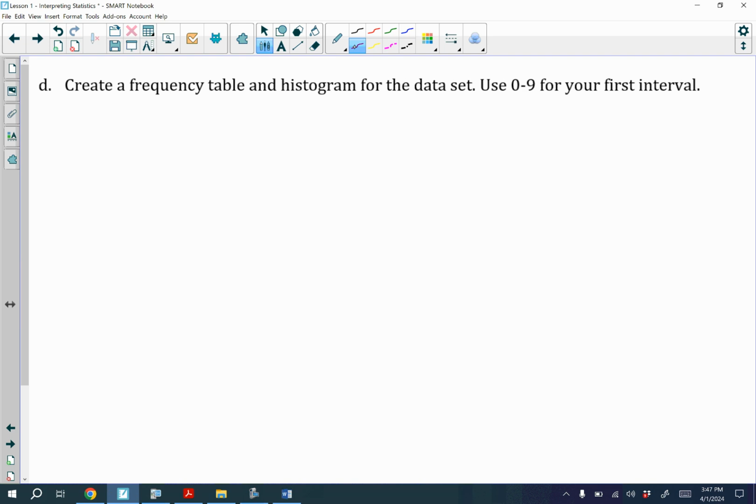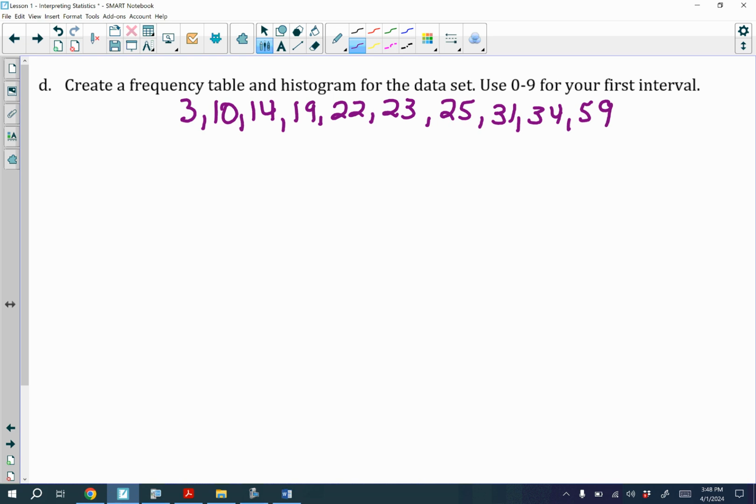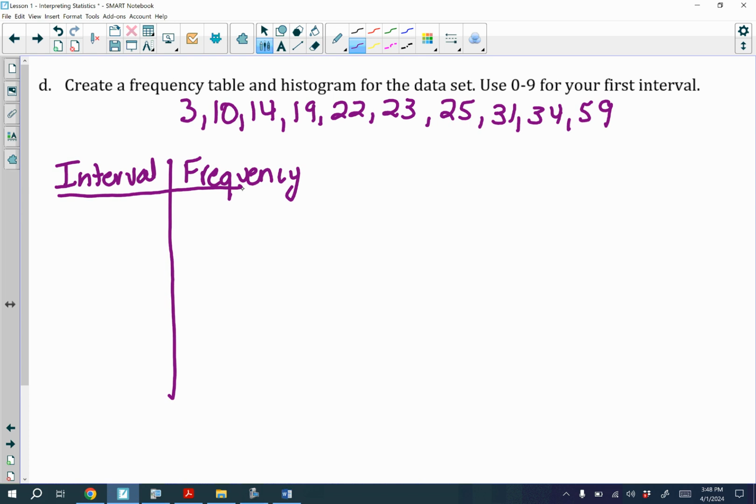Once again, I'm going to label out the numbers just so it makes it easier for us. So we've got 3, 10, 14, 19, 22, 23, 25, 31, 34, and we do include the outlier 59. Now, we're going to use 0 to 9 for our first interval, and we're going to use it for the frequency table. So basically, in the table, you're going to have whatever your interval is, and then we're going to do frequency. So how many times does it occur?